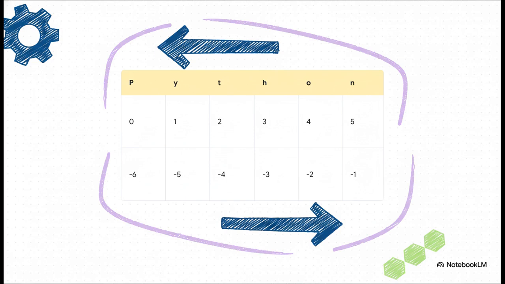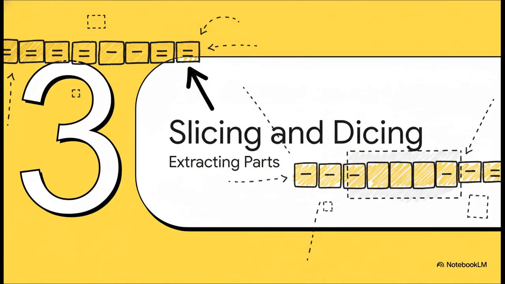But here's a super cool trick. You can also count from the end using negative numbers. So index -1 will always give you the very last character, which is just an incredibly useful shortcut. Okay, so we know how to grab a single character. Cool. But what if you need a whole chunk of a string? Well, that's where something even more powerful comes in: slicing. This lets you pull out entire substrings.